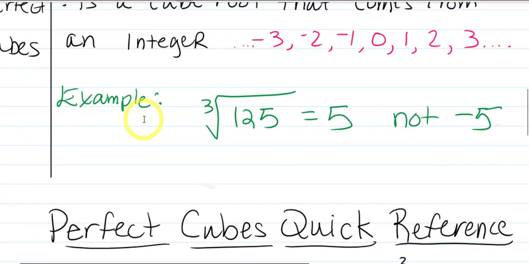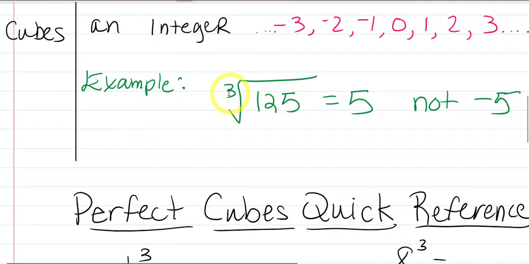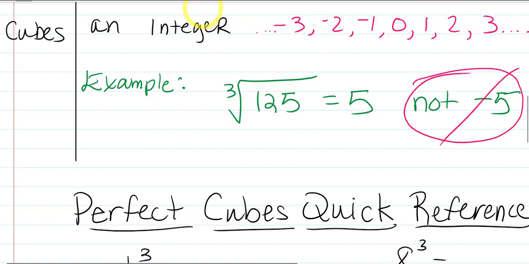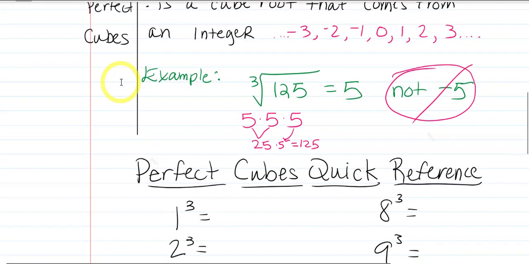Okay. So here's an example that I've already done. We have the cube root of 125 comes from a positive 5. It does not come from a negative 5. So if I take positive 5 times 5 times 5, multiply it, 5 times 5 is going to give me 25 times another 5. It's going to equal 125. Therefore, the cubed root of 125 is equal to a positive 5, not a negative 5.